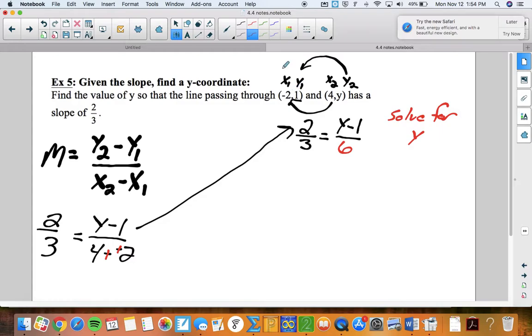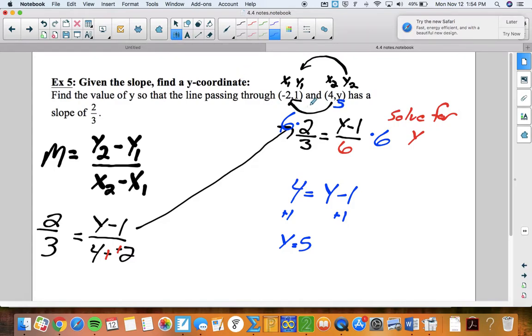Now this one's a little bit different because we're going to actually multiply by 6 first to get rid of the fraction. So multiply by 6, multiply by 6. So now we get 12 over 3, which is the same as 4. So we get 4 equals y minus 1. And then we add 1. And y is 4 plus 1, which is 5. So the y value is 5. I could put that right here.